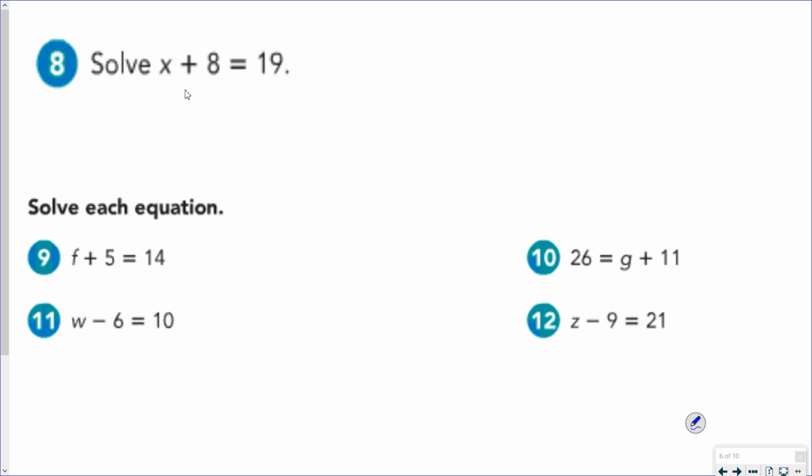Sorry, I like to do these in blue, so I'm just going to rewrite that real quickly. Sorry, just kind of my thing here.